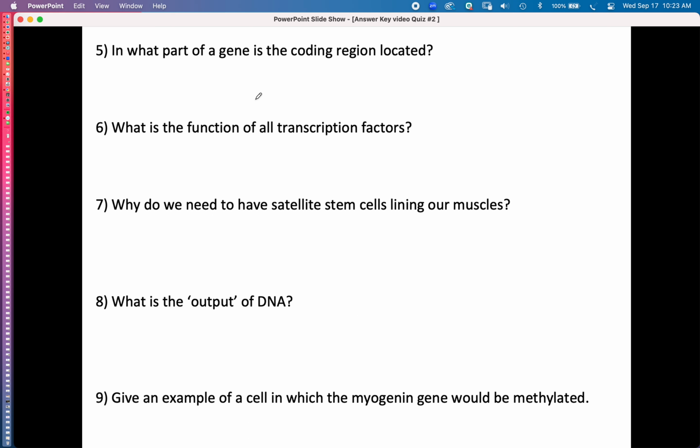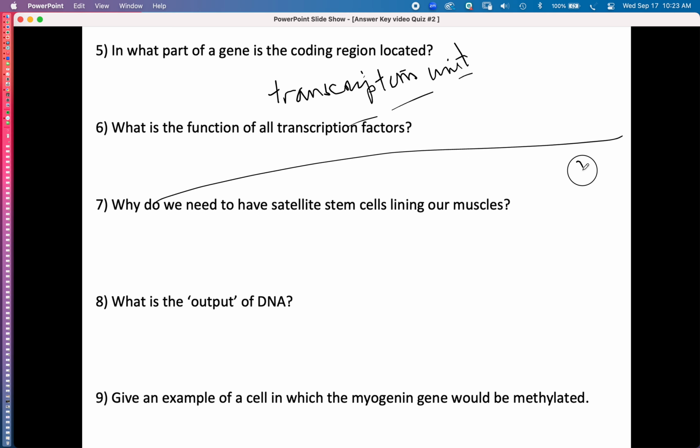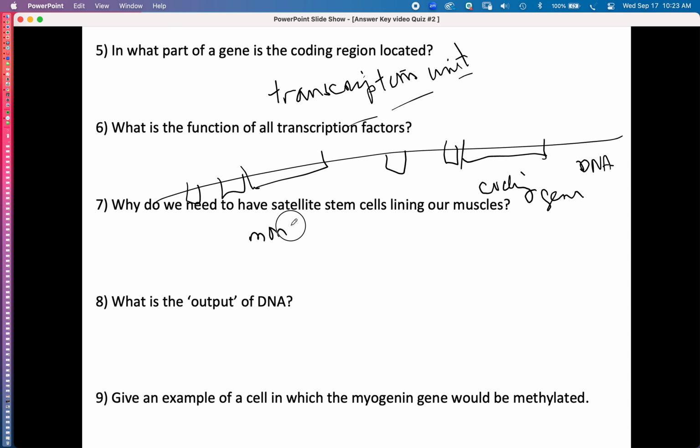What part of a gene is the coding region located in? And the answer is the transcription unit. Students struggle with this reality some, and it's a little bit curious, but there are just two types of genes. One type of gene is called a coding gene, and it has a transcription unit, and it has a regulatory region made up of things like a promoter and enhancer. And then another kind of gene, and this is true for all life on Earth, is called a non-coding gene.